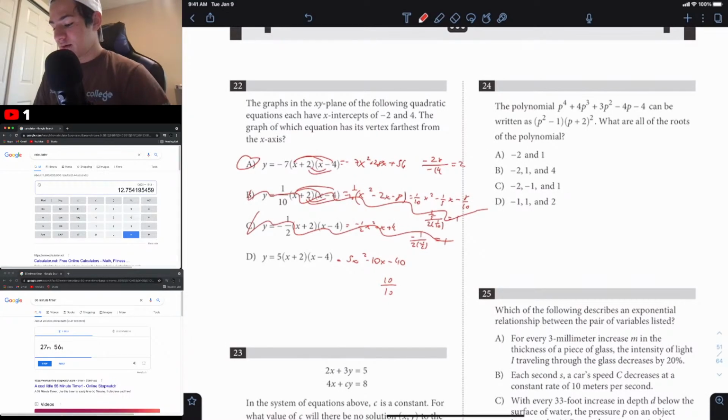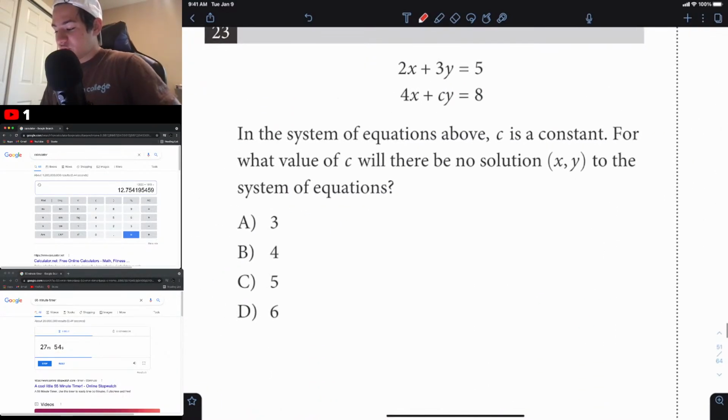All right, in the system of equations above, C is a constant. For what value of C will there be no solution to the system of equations?